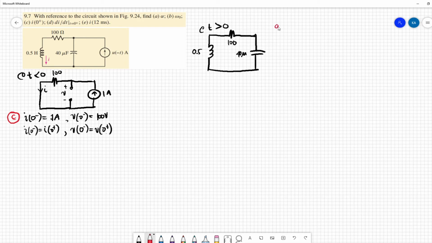Now for A, find the value of alpha. Alpha is just equivalent to R over 2L, equal to 100. Next is to find omega naught. Omega naught is just equal to 1 over square root of LC, which is approximately equal to 224 rad per second.